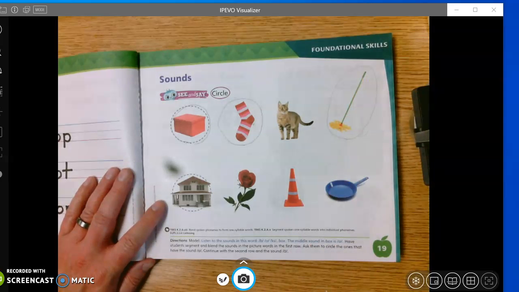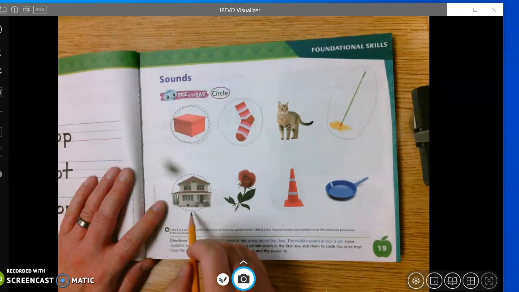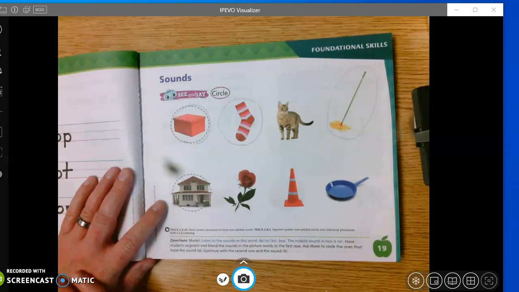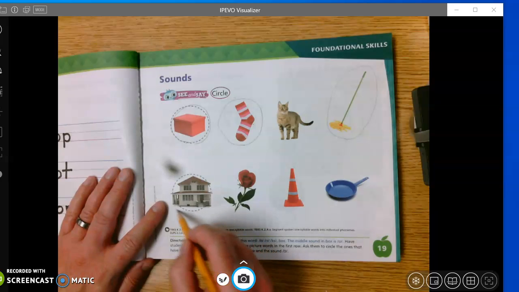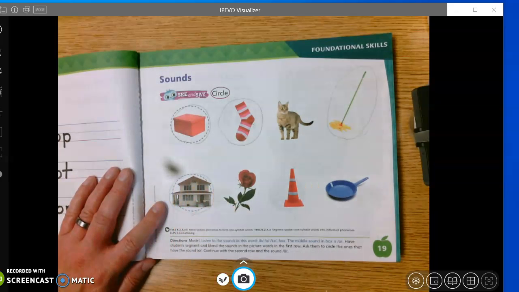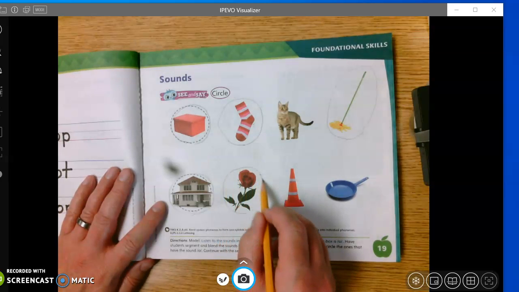All right. So now on the bottom row, that is a house. And that is the long O sound. So there's the O sound there. So we're going to circle that and look for other things with the long O sound. Okay. How about rose? Do you hear ah or o, r, o? That's right. That is the long O sound. I'm going to circle that.